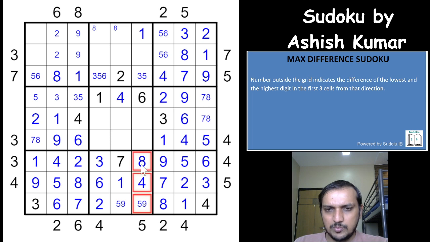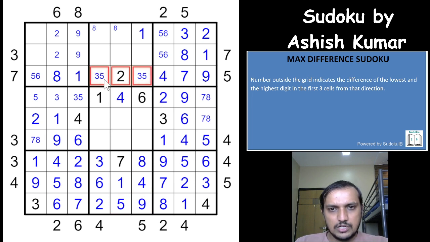5 would give you maximum difference as 4, so this would have to be 9 and this is 5. This cell cannot be a 6, so you get a 3, 5 pair here, so this is a 6 here. Five is also done. Now we have to work with the 3. It is 2, 5. 3, 6 is not possible.